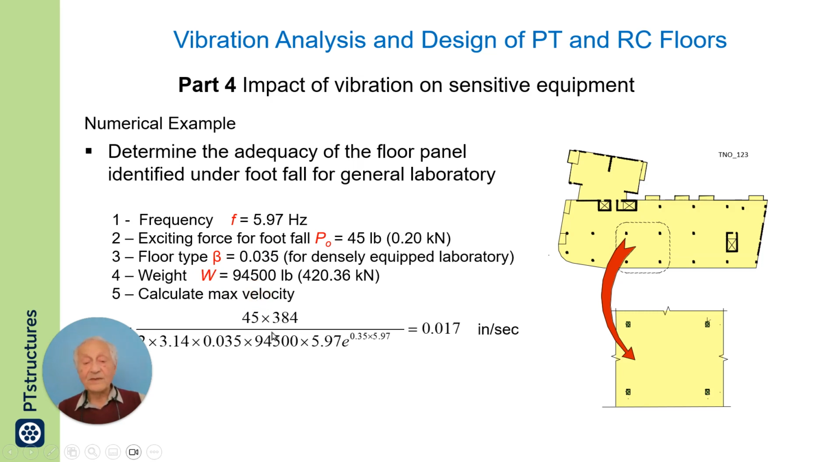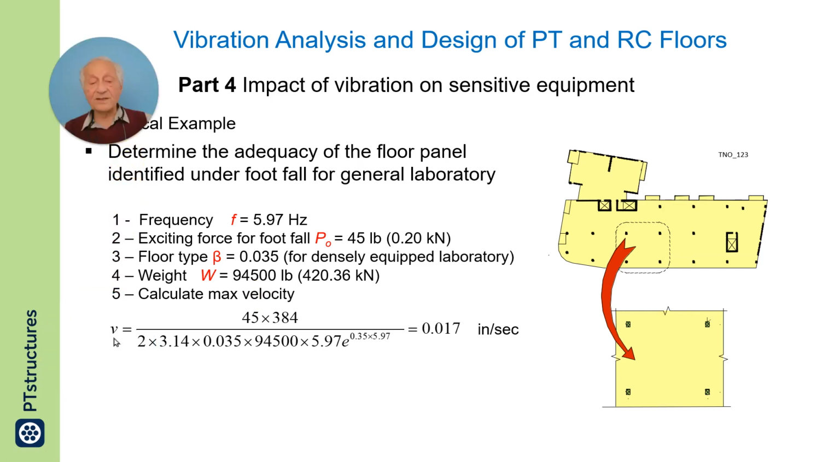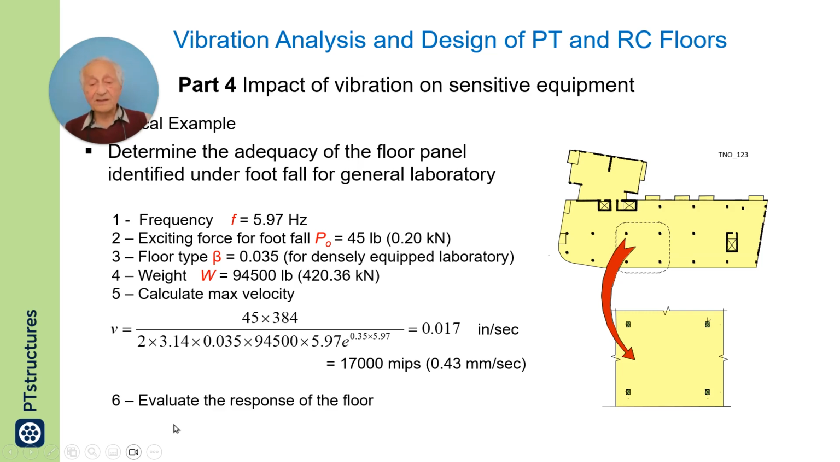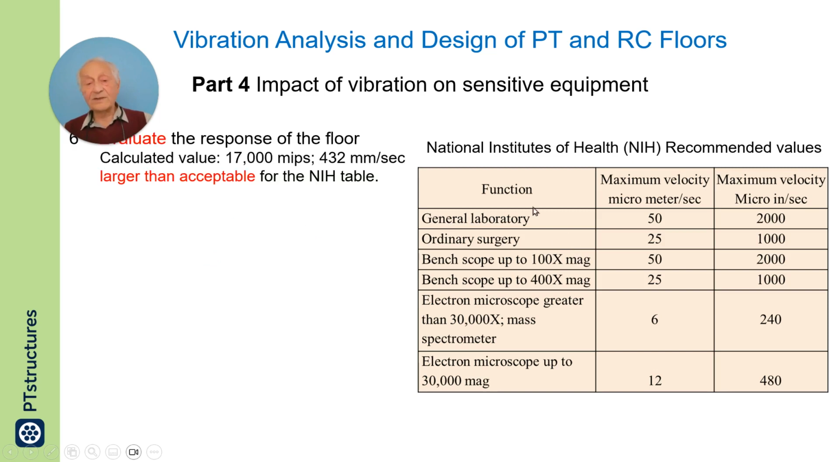We use the parameters we had before in the velocity formula, and that is the velocity we find, inches per second, which is 17,000 MIPS, micro inches per second. So we go to evaluate it for the floor. For evaluation, the response of the floor, 17,000 MIPS, is larger than what is in the table.